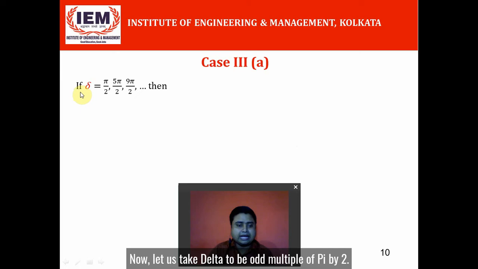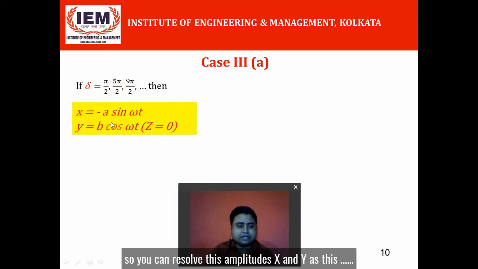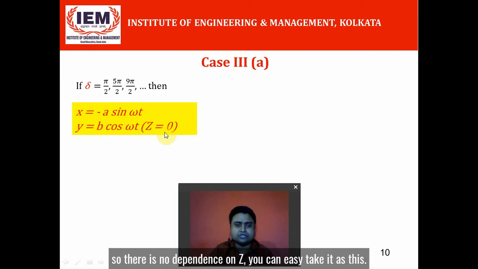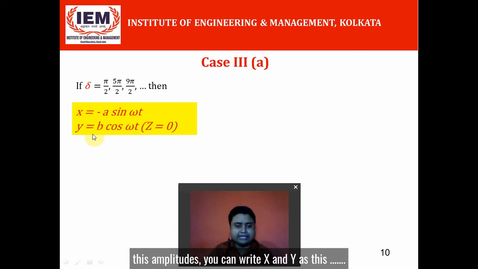Now let us take delta to be an odd multiple of pi by 2. So let us take it to be pi by 2, 5 pi by 2, 9 pi by 2, like this. So you can resolve these amplitudes x and y as minus a sin omega t, b cos omega t. We have taken z equal to 0. You can take the z value as minus kz also, but to simplify we have taken z equal to 0. There is no dependence on z, so we can take it as 0. So this is the amplitude. You remember my first 2 or 3 slides? This is the amplitude. We can write x and y as minus a sin omega t and b cos omega t.